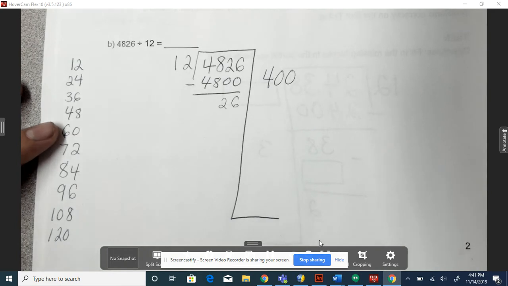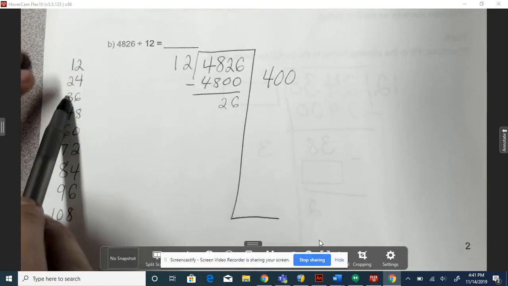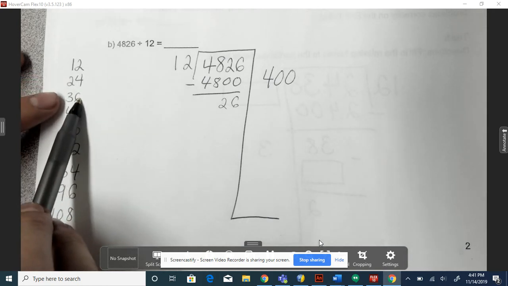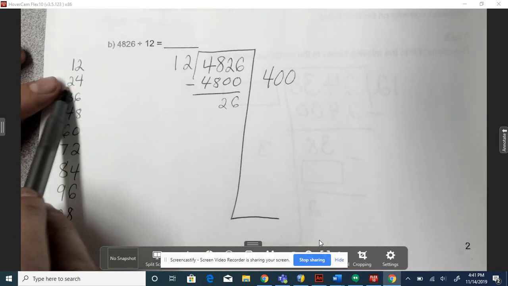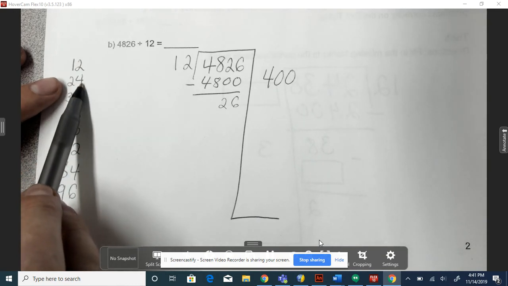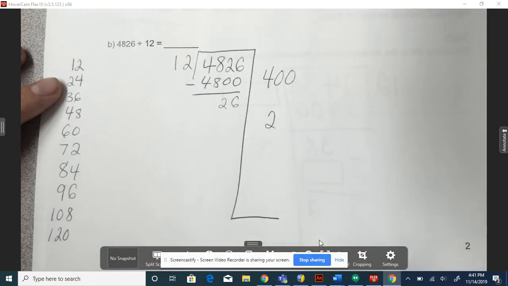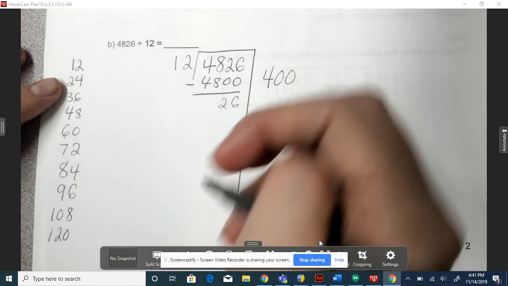Well, let me see. I'm looking at my multiples again. I see 12, 24, 36. Oh, you know what? 36 is already too big. So we need to go back one multiple. I see 24 right here. 24 is the second multiple of 12. So I know that I can multiply 12 times 2 to get 24.